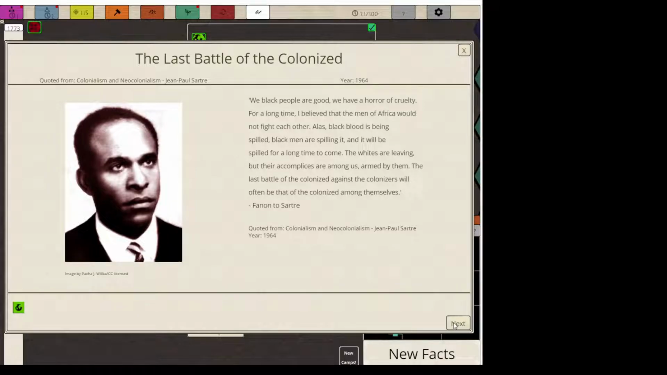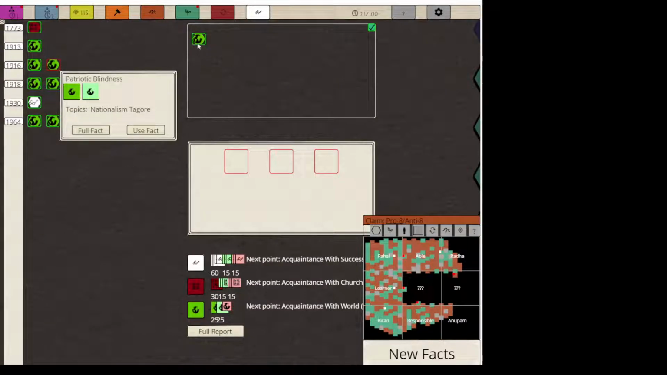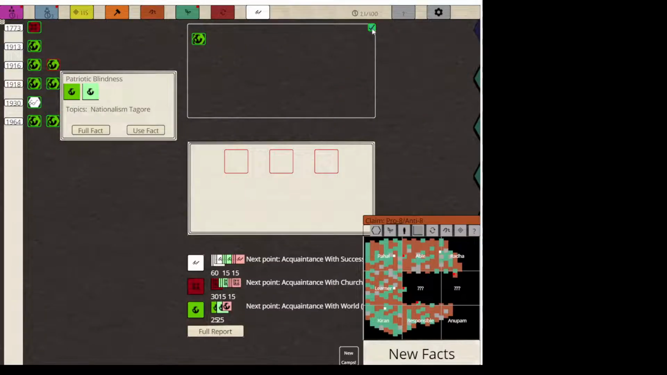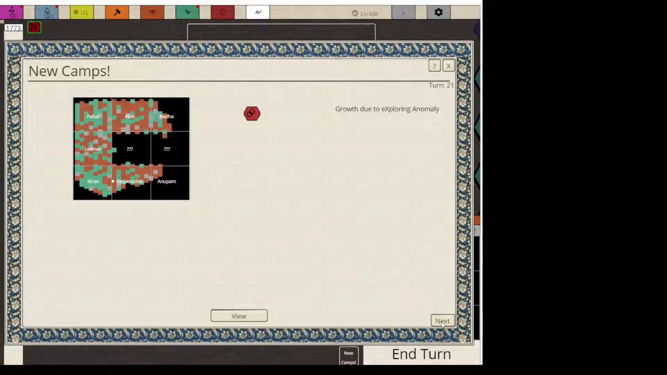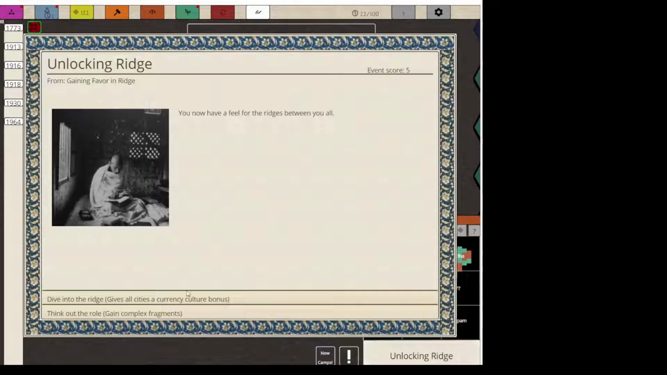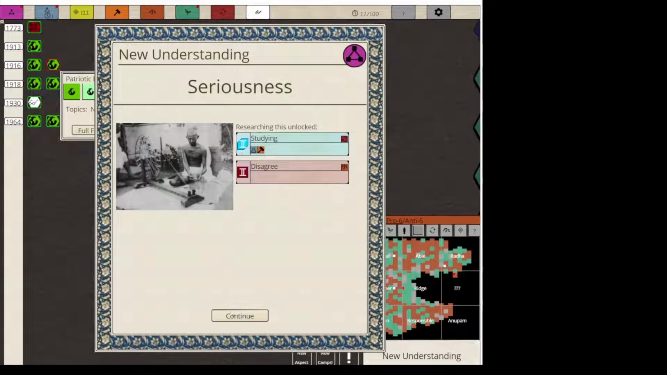Fanon. This is Fanon writing to Sartre in the same book, talking about how the last battle of the colonized against the colonizers will often be that of the colonized among themselves. You really can see quite how the roots of colonialism are still present in much conflict that goes on today.